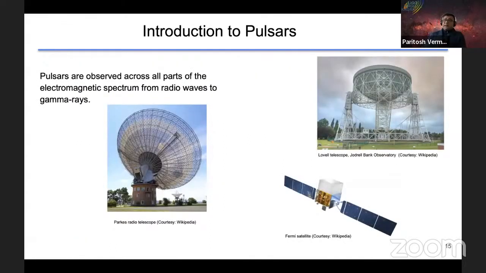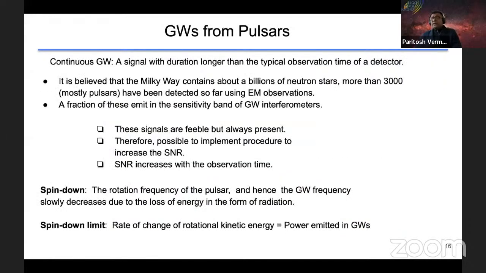So, as I said in the first slide, these accelerating particles radiate electromagnetic waves across all parts of the electromagnetic spectrum, from radio waves to gamma rays, and we detect these signals using various telescopes and satellites. For instance, the Parkes Radio Telescope in Australia, the Lovell Radio Telescope in Britain, and the Fermi Gamma Ray Satellite. Next slide, please. Now I'll talk about gravitational waves from pulsars.